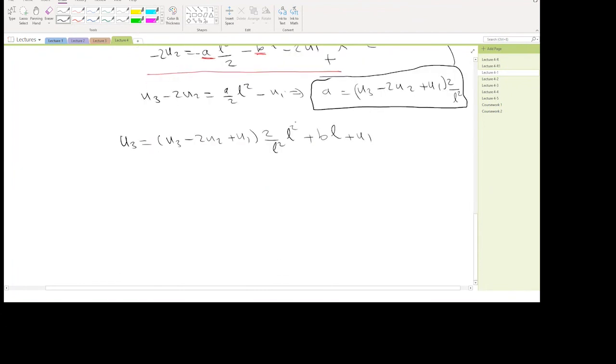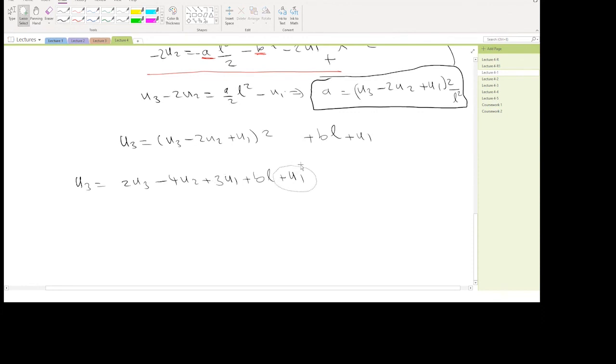Now, the only unknown for me in this equation is going to be B. L squared will cancel away with the L squared, so I'm just going to remove them. Remove these as well. And then I have 2 to be multiplied by U3, U2 and U1. So I will just multiply them and move them to the other end. So it is U3 is equal to 2U3 minus 4U2 plus 2U1 plus BL plus U1. U1 added to U1, this will make it 3U1.